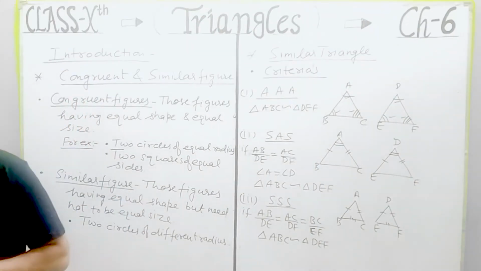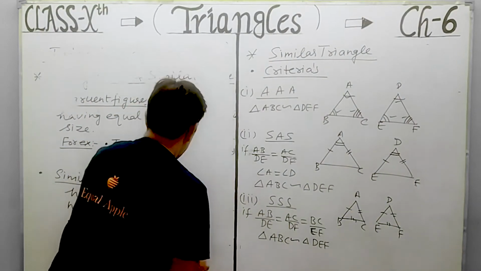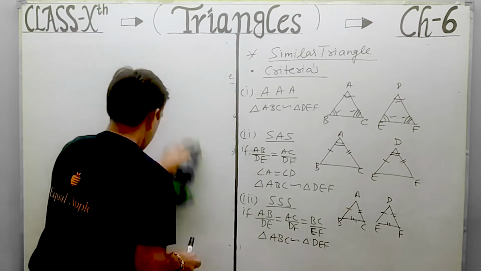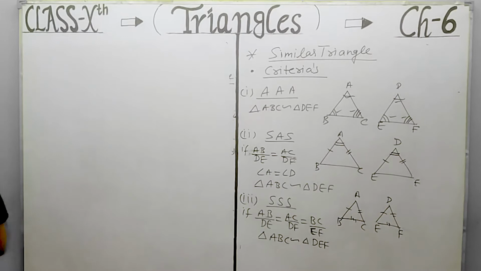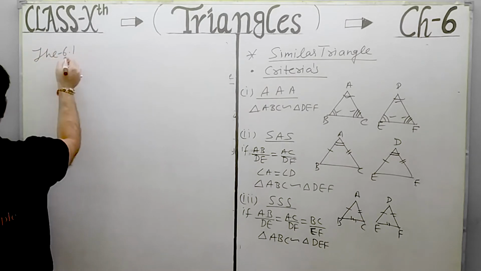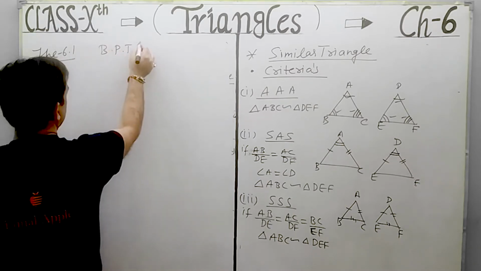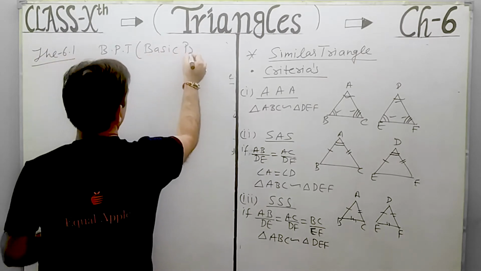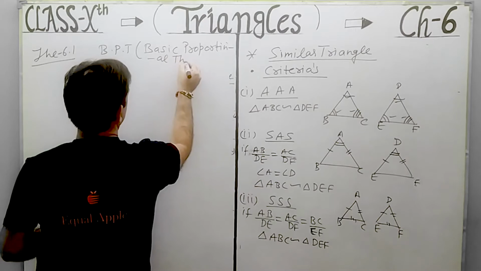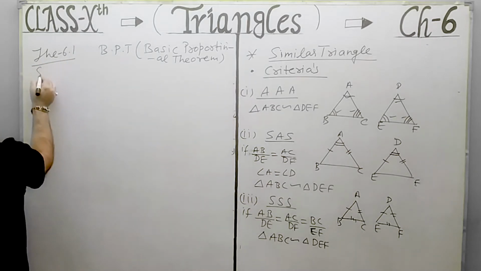Now we will come to the theorems of this chapter. The first theorem of this chapter is the BPT theorem, right? Theorem 6.1, the BPT theorem, that is the Basic Proportionality Theorem, right?